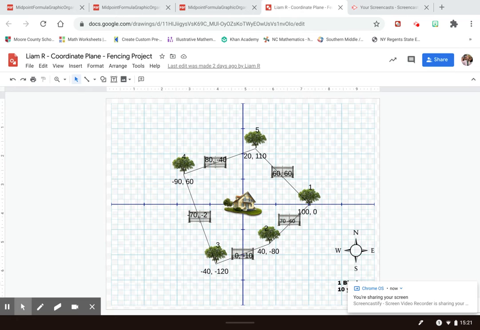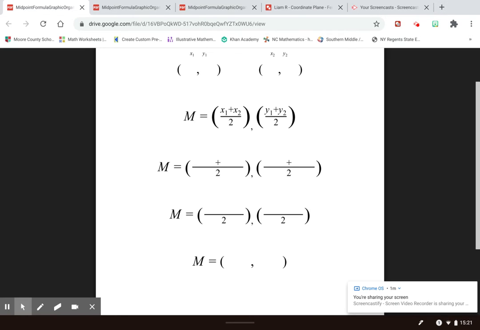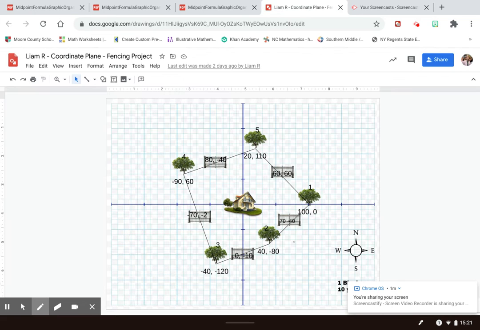It's called the midpoint formula. So if we look here at this particular diagram of the house with the trees and the fence and the gates, let's look at tree number one and tree number two. We're going to take the ordered pair for tree number one, and that's going to be our x1 and y1. My x-coordinate for tree number one was 100, and my y-coordinate for tree number one was 0. And then my x-coordinate for tree number two was 40, and my y-coordinate was negative 80.